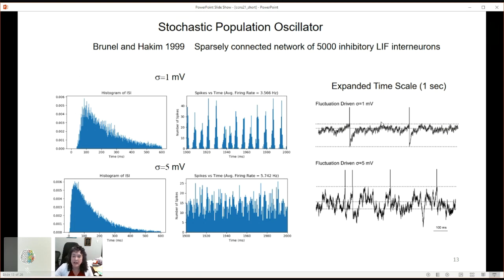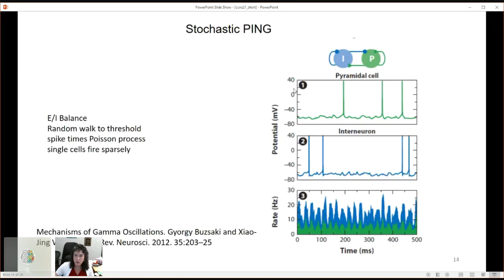It is an emergent network phenomenon, in that you get these waves of inhibition, and then you get windows when you've recovered from the inhibition where neurons can escape and fire, but only during those windows. So this is the stochastic population oscillator. It can also apply to PING, to the pyramidal interneuron gamma. Again, the firing of individual neurons is sparse and irregular, but you get these emergent waves of inhibition in the network that cause an emergent oscillation. And Andre Longton, I believe, is going to be talking about stochastic PING.